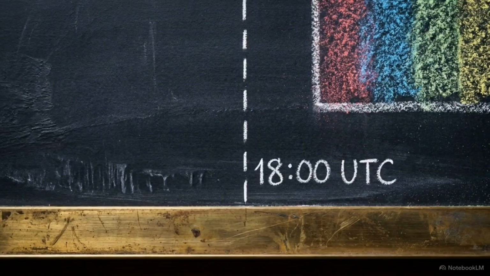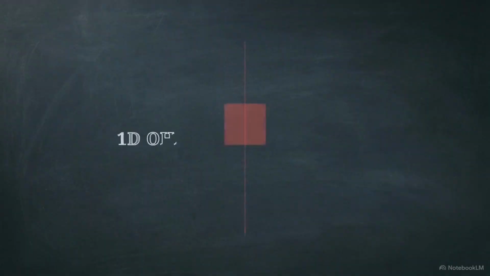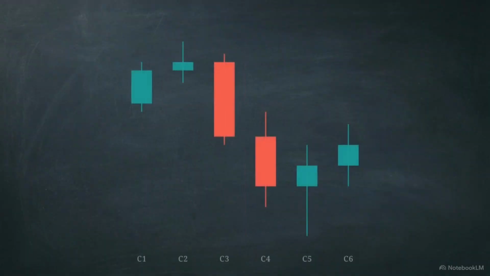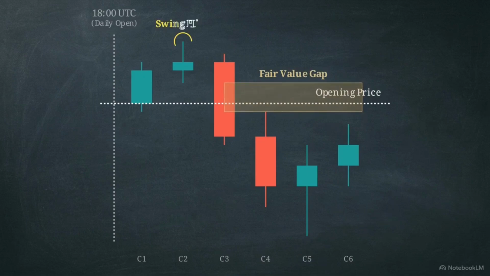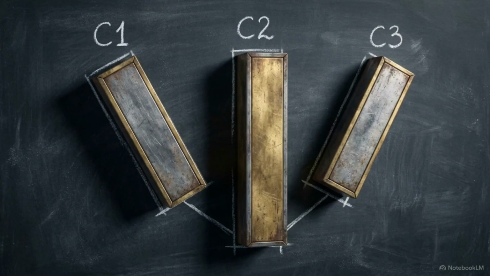The profiling architecture begins at the daily open, specifically at 1800 UTC. Dissolving the daily OHLC candle into 6 sequential 4-hour subcomponents reveals the structural stages of the day. The first step is identifying the structural key levels, such as fair value gaps or swing highs, situated nearest to this 1800 UTC opening price. We categorize this internal sequence as Candle 1, Candle 2, and Candle 3.